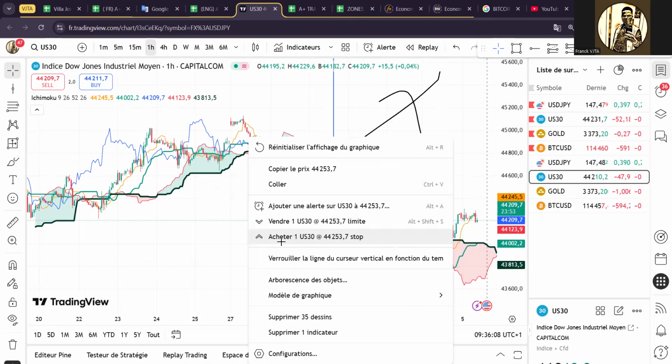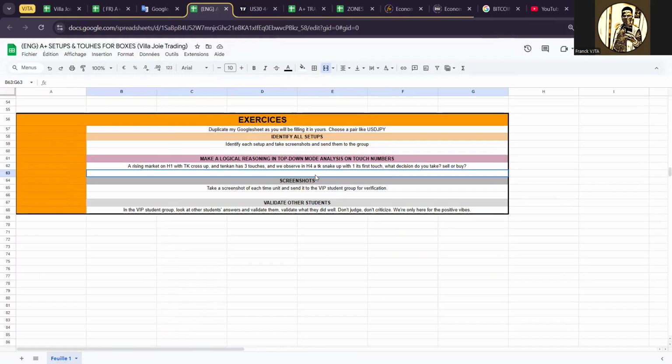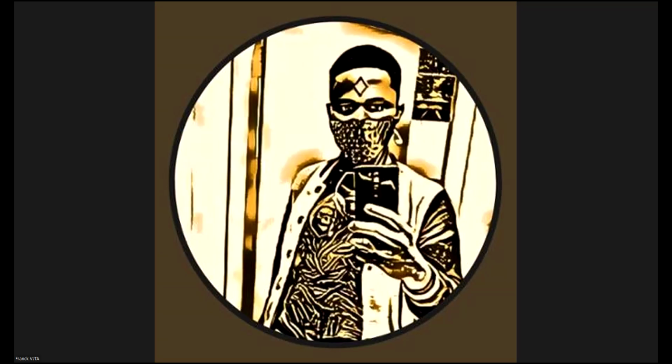To make that logical reasoning, take a pair of your choice and place it in the group. Take a screenshot, post your setup, post your reasoning in the group, and then validate other students. Don't judge, don't criticize. Keep positive vibes, and then see you for the next one.